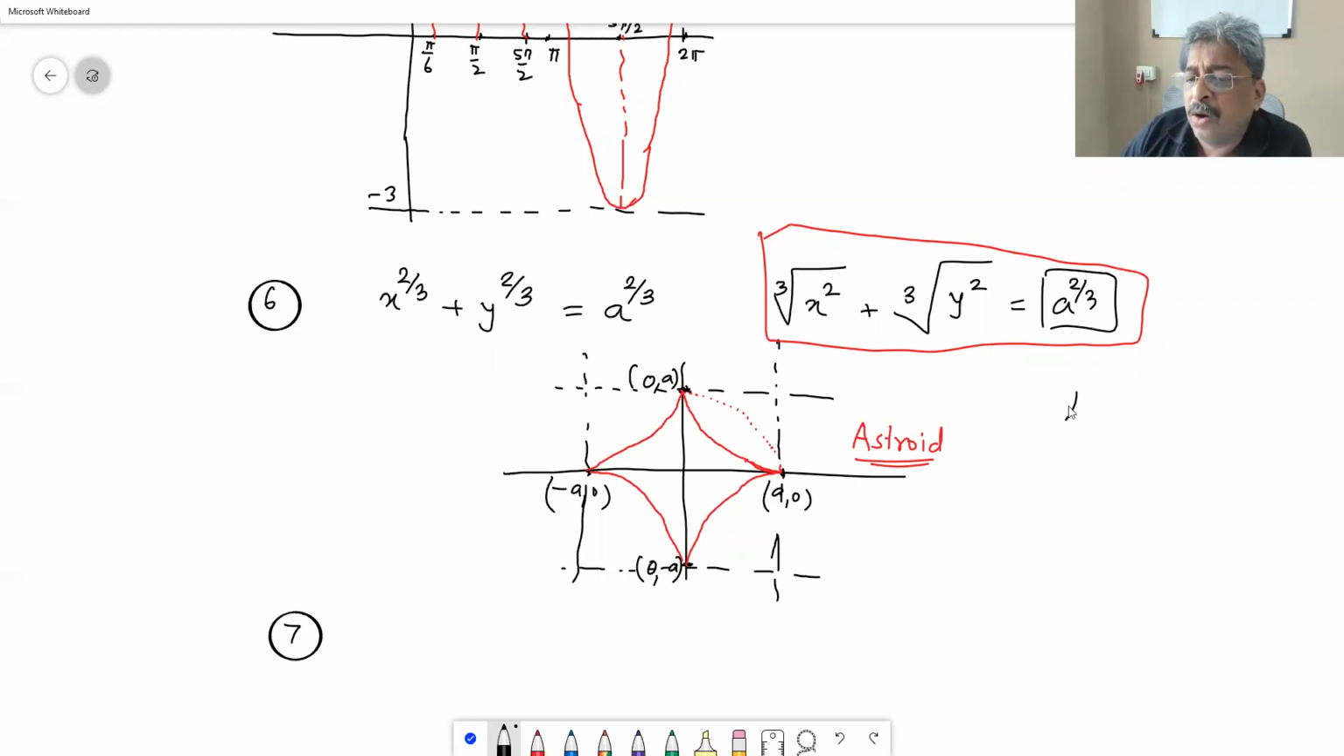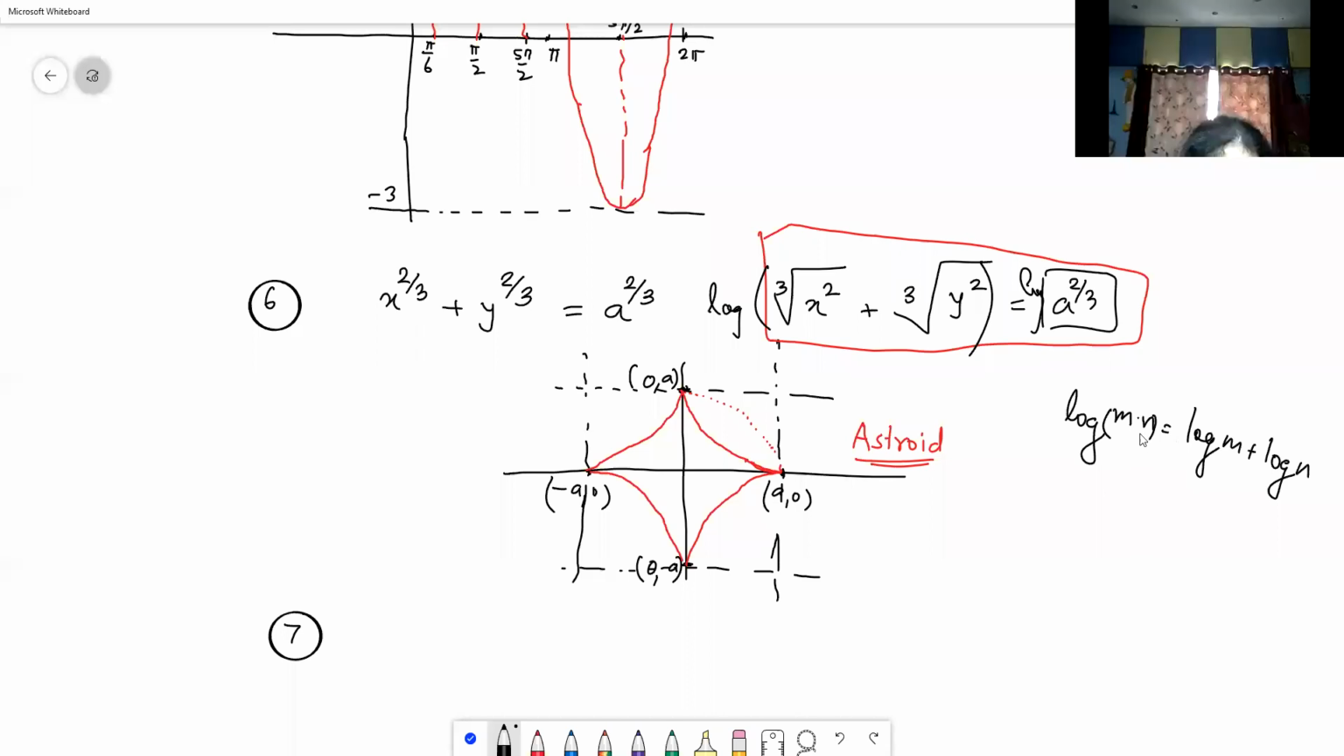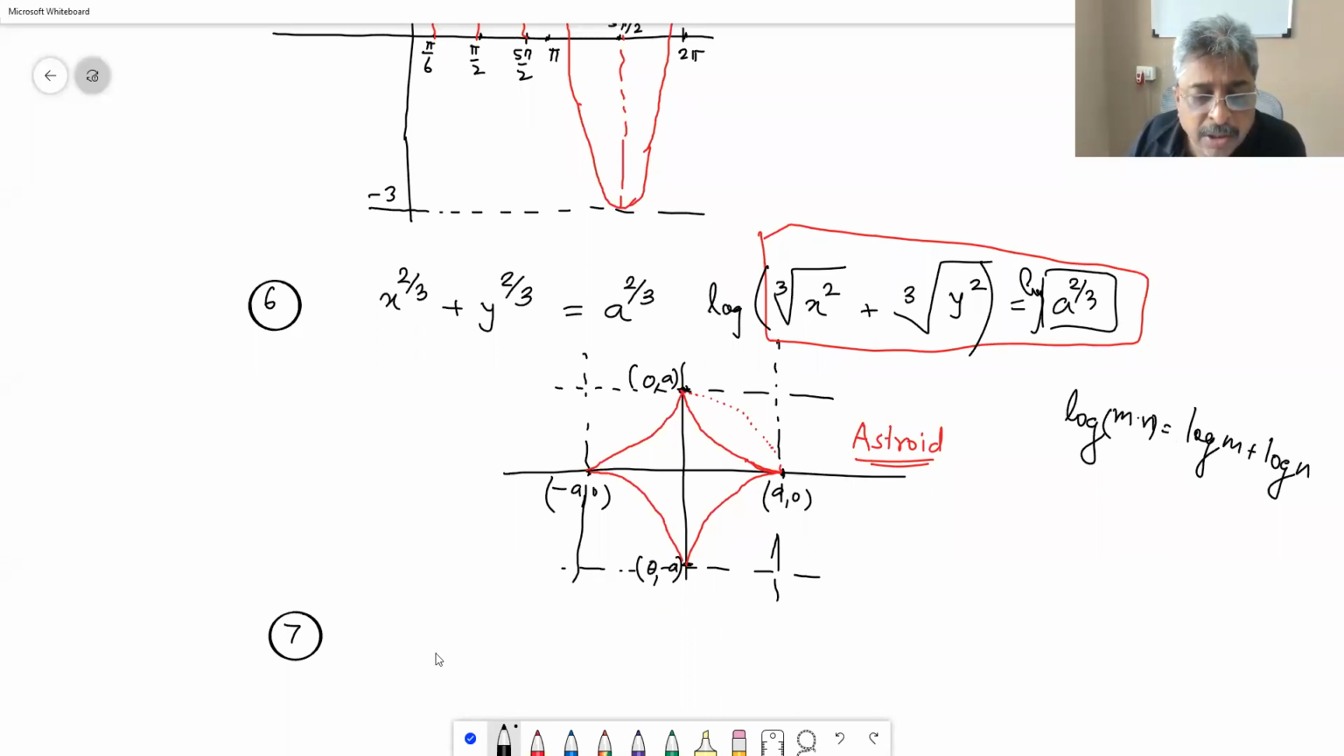9. Log of m into n is equal to log of m plus log of n. I think you are mistaken in this. Taking log will not help because for log of a summation we don't have anything. Okay, log of a product will convert it into a summation. I think you are making a mistake, Harshita.